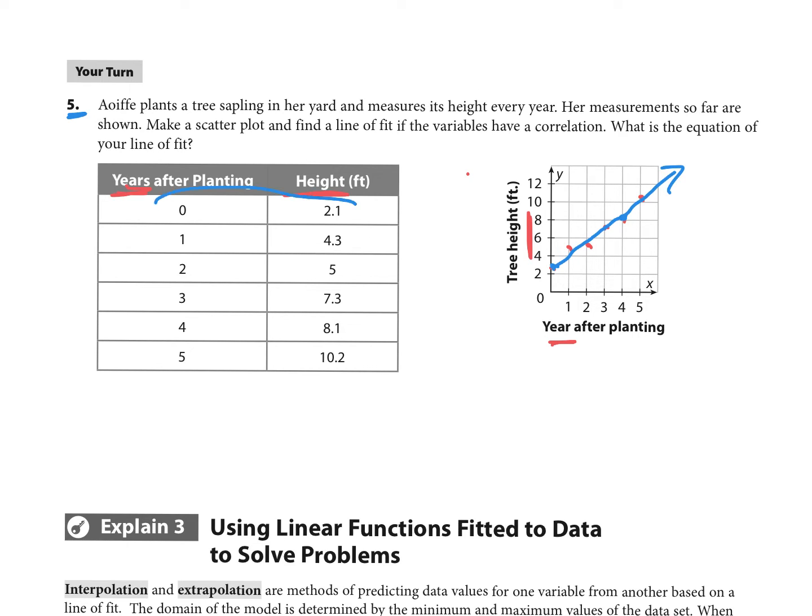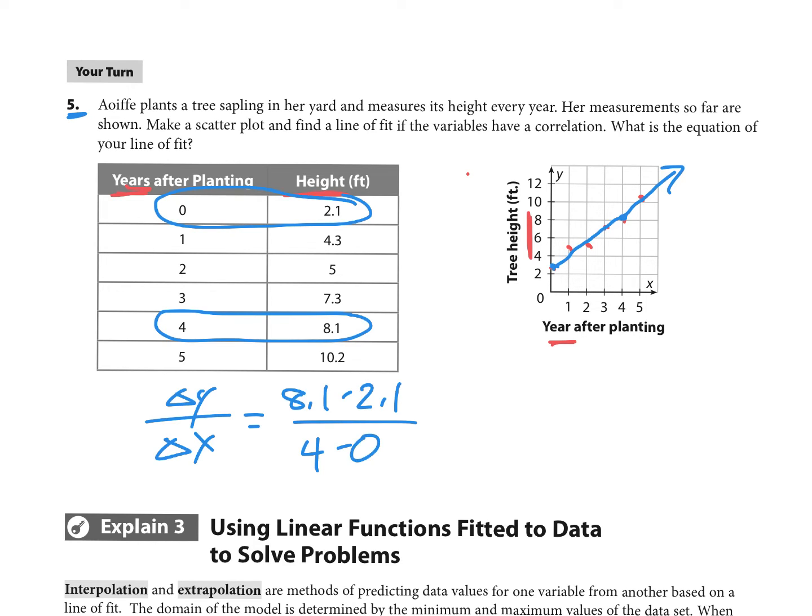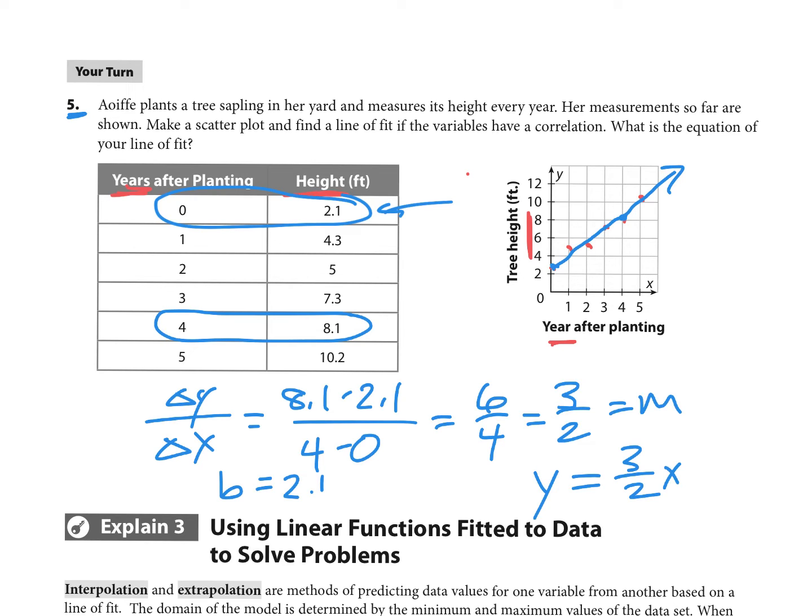So I use this point here, and then I use this point. So find your slope. So how do you get slope? Change in y over change in x. So I got 8.1 minus 2.1 over 4 minus 0. That would be 6 over 4, which would reduce to 3/2. So there's my m. And then my b is my y-intercept, which is one of the points I chose, which is 2.1. So b is 2.1. So then my equation becomes y equals mx plus b. And there's a line of fit.